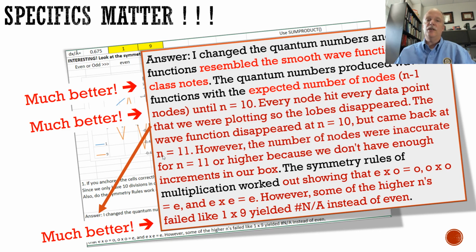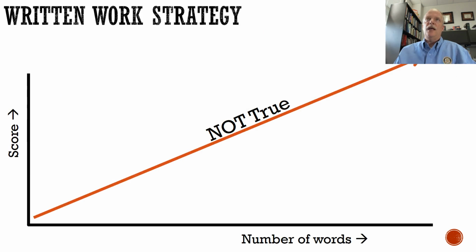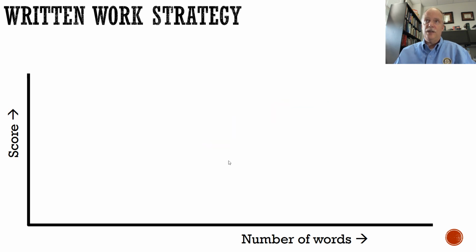I'm not looking for you to just go through and say things like the wave function changed or the peak got bigger. Tell me why you came to that conclusion and what you think it means. Here's the strategy for written work on an exam, on a lab, and so on. Most students feel like if you write more words, your score will go up. So this is a linear relationship: more words equals a higher score. That's not true.